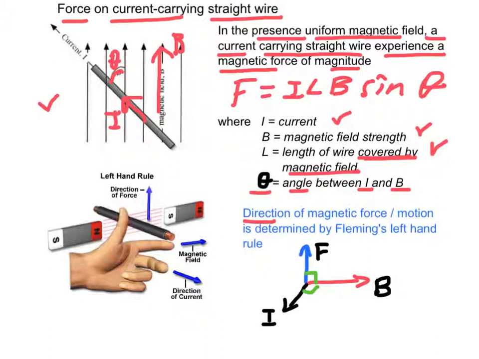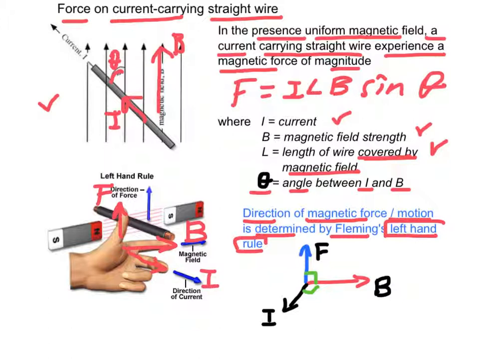The direction of the magnetic force, or we say the motion of the wire, is determined by Fleming's left-hand rule. Using the left hand, the thumb represents the direction of the force, the first finger represents the direction of the magnetic field, and the second finger represents the direction of current I. Notice that F, B, I are mutually perpendicular to each other.